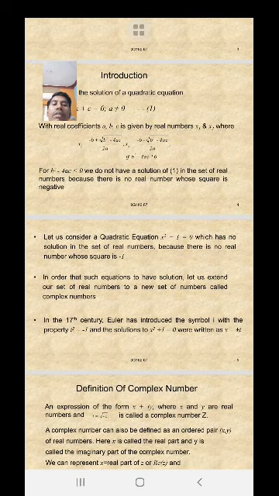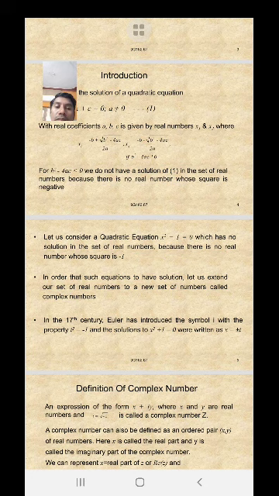See here, one point is there. The quadratic equation x square plus 1 equals 0 has no solution in the set of real numbers, because there is no real number whose square is -1. But in the set of complex numbers, it has a solution. That's why we extended our set of real numbers to a new set of numbers called complex numbers.